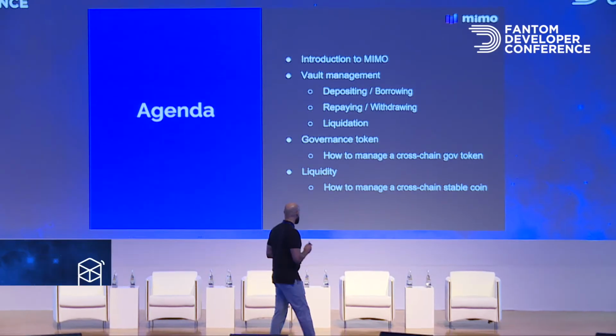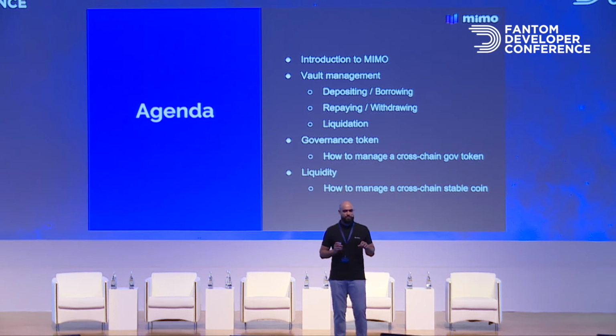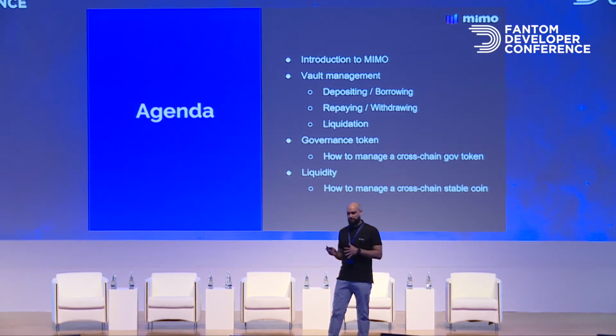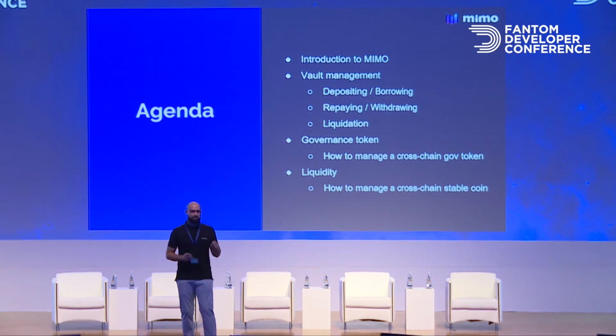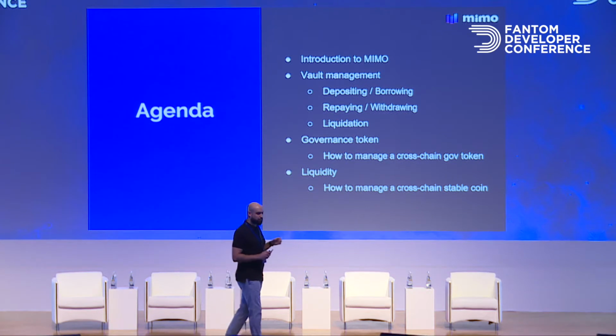So today we're going to talk about DeFi governance with Mimo. Today we're going through different things. First, I'm going to introduce you to the platform, so what is Mimo. Then we're going to go a bit deeper, talking about the vault and what we can do with that. And then we're going to switch and focus on the governance token and how we manage a cross-chain gov token. And at the end, we're going to focus on the liquidity and how we manage the cross-chain stablecoin.